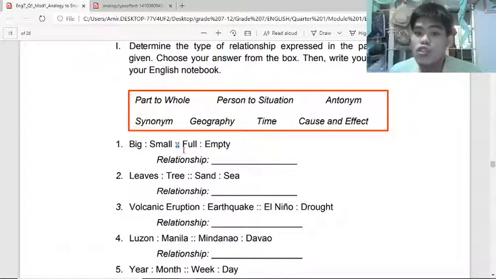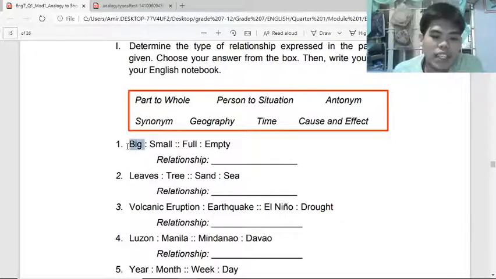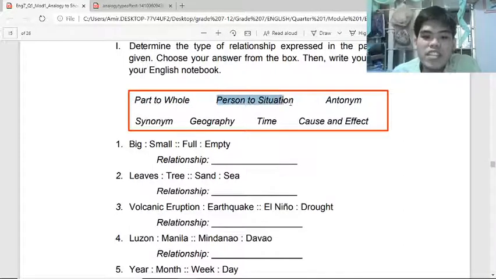Again, an analogy is two pairs of words that have something in common. Here is the first pair, and here is the second pair. To identify the relationship, although we can look at both, we can already identify it just by looking at one pair only. Let's go with big and small. How are they related? Are they part of the whole? No. Are they about someone and his job? Of course not. There's no people here, not a job or a person.